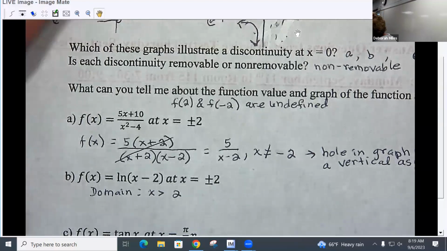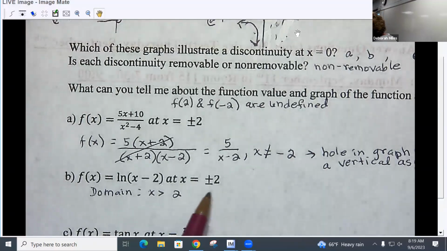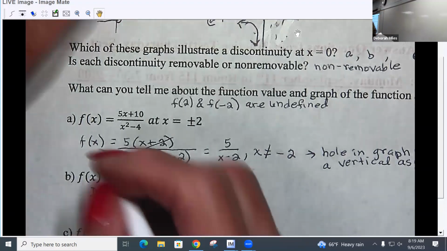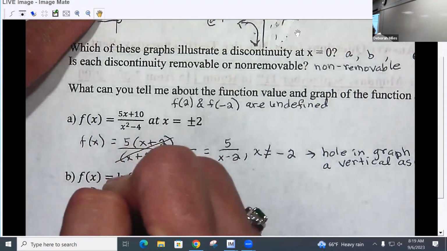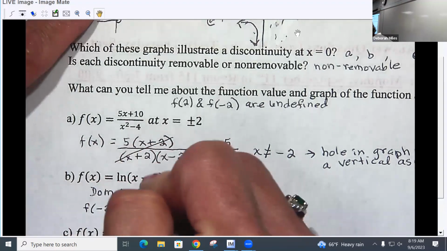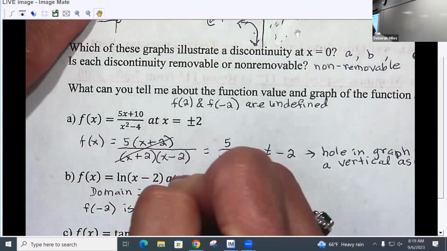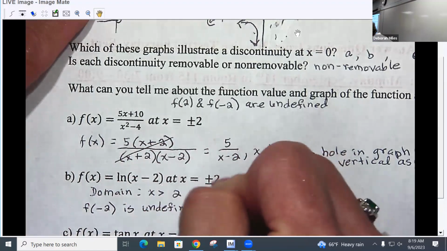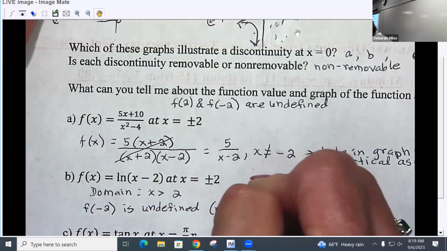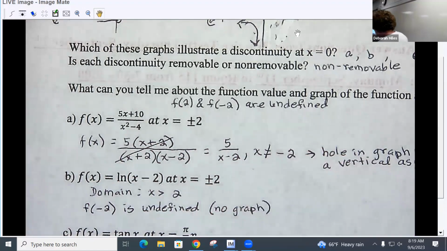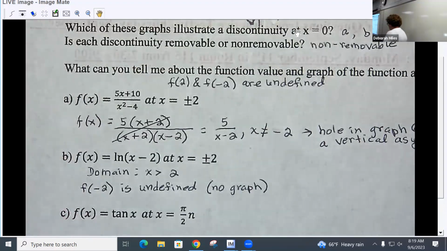And so what can you tell me about this graph at -2? Yeah, it's just undefined. There is no graph to the left of 2.